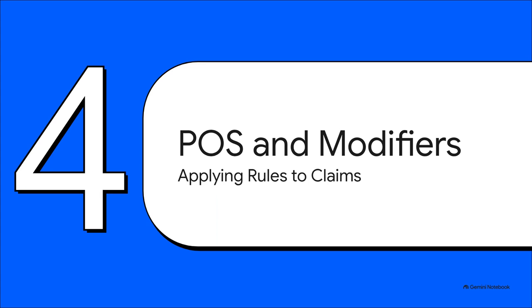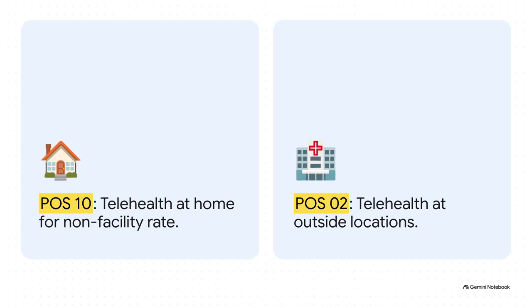Section 4, POS and Modifiers Masterclass, Applying Rules to the Claim Form. Place of service, or POS, tells the payer exactly where the patient was physically located when they received the remote care. For a long time, this was a famously confusing area, but thankfully it's been streamlined into two main choices. POS 10 means the telehealth service was provided while the patient was in their own home.